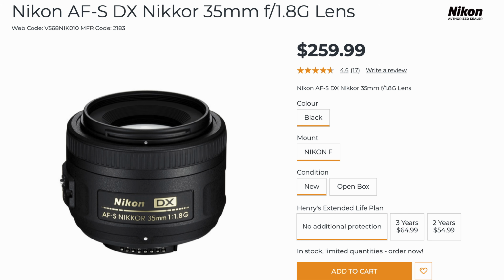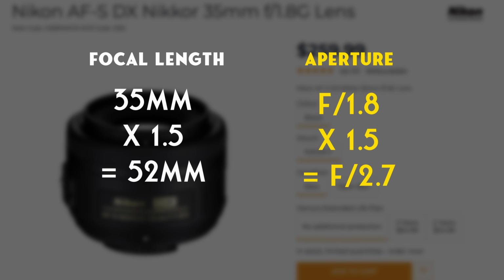It should be noted that aperture is also affected by the crop factor. Not only do you need to convert the focal length with the crop factor, but also the aperture. So the 35mm f1.8 lens I recommended a minute ago is actually the full frame equivalent to a 50mm f2.7 lens. This means that you actually can't get as shallow of a depth of field on a crop sensor camera as you can on a full frame camera.